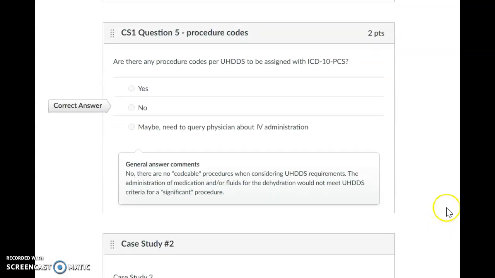Are there any procedure codes? No, we are not doing any codable procedures. Remember the UHDDS requirements. Administration of medication and fluids for the dehydration does not meet the criteria for significant.